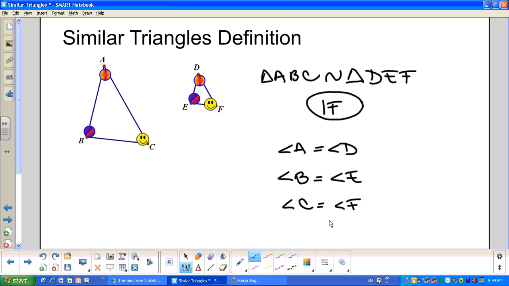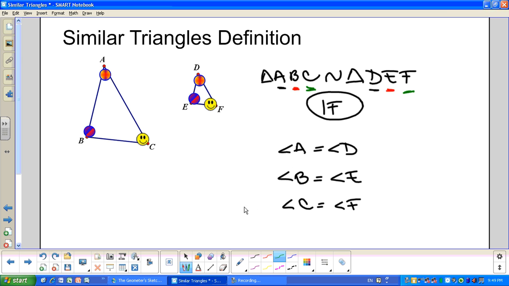Okay, beautiful. Please notice the following thing. When I write that two triangles are similar, I maintain the same order of the angles. Angle A is the first one in the first triangle. Angle D is the first one in the second one. Then angle B is the second one in the first triangle, and angle E, B and E are the same, is the second one in the second triangle. And then angle C, I know angle C is equal to angle F. I maintain the same order.